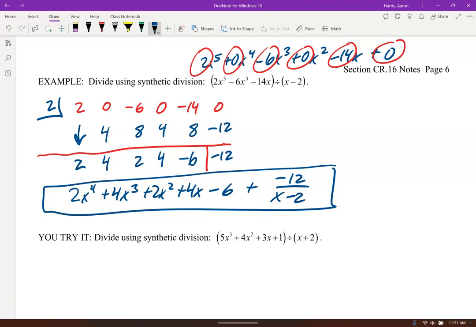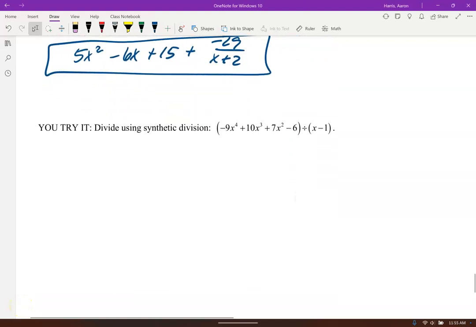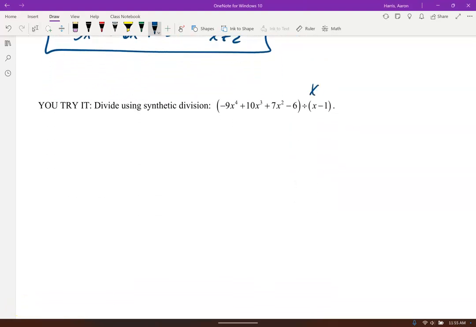Why don't you guys go ahead and try that next one. Go ahead and check yourself on that one. Pause that if you need to. And let's go ahead and do this last one together. We're again dividing by anything of the form x minus k. So 1 is our k.